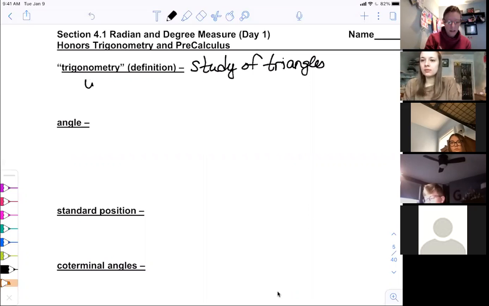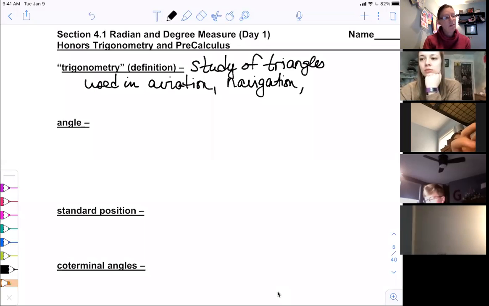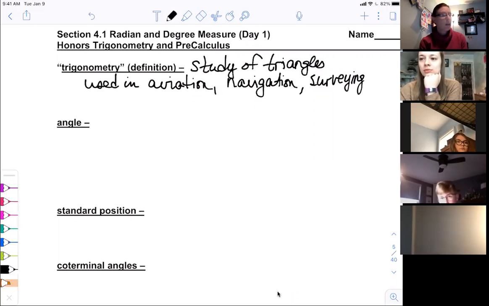Trig is used in aviation. It's used in navigation. It's used in a lot of engineering and surveying. So a lot of you, I think, hope to go on to college to go into engineering. You're going to use a lot of trig in engineering. A lot of carpentry uses trig. So you might not think that it's applied in other places, but figuring out the measure of an angle or the pitch of an angle, that all deals with trigonometry.